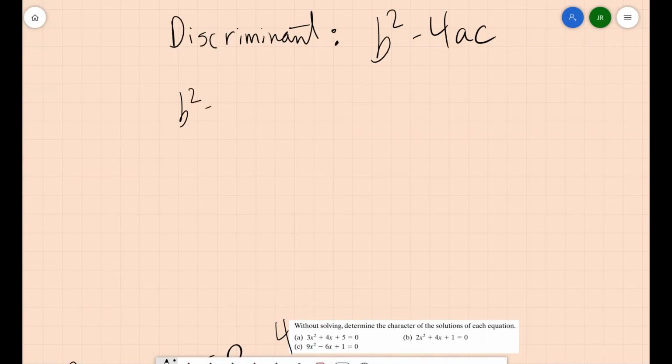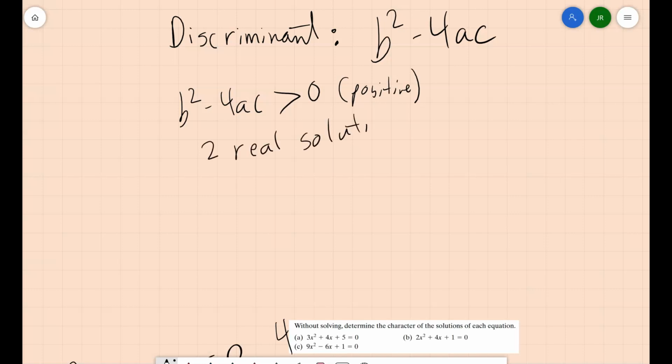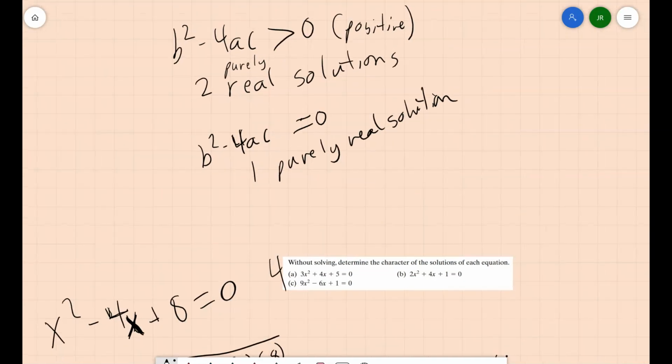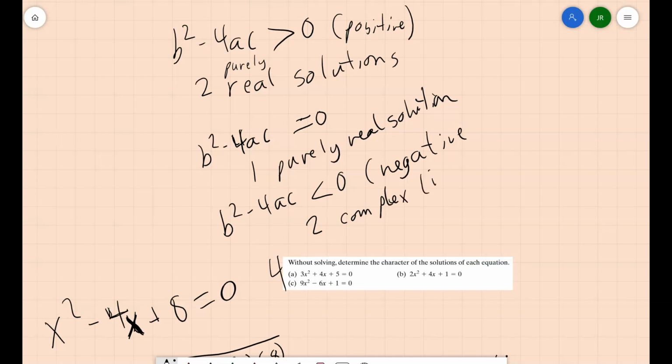If b squared minus 4ac is greater than 0, in other words positive, then you will get 2 purely real solutions. If b squared minus 4ac is equal to 0, you will get 1 purely real solution. And if b squared minus 4ac is less than 0, in other words, a negative, if you get a negative under there, then you're going to get 2 complex or imaginary, we can say imaginary, not purely real solutions.